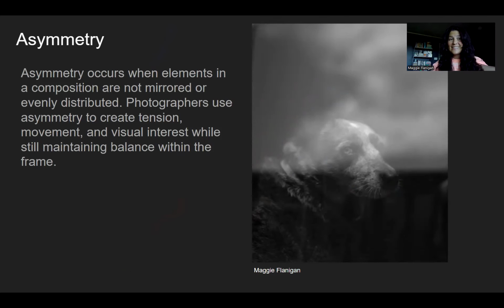Now, asymmetry is the opposite of that, right? So asymmetry occurs when elements in a composition are not mirrored or evenly distributed, and photographers use asymmetry to create tension, movement, and visual interest while still maintaining balance within the frame. So here we've got this dog set off to the side a little bit. Most of the top of the frame is really light and the bottom chunk is much darker. And so it's creating a sense of interest in the opposite of symmetry.